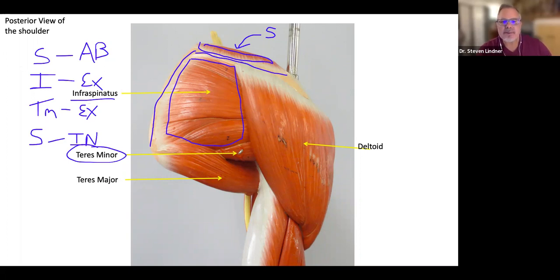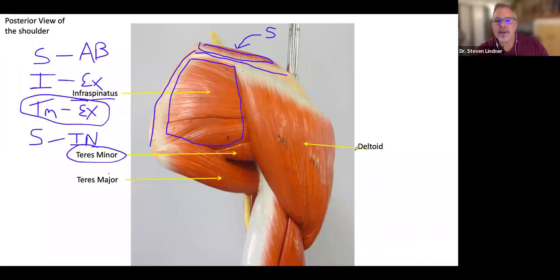Now, Teres Minor and Teres Major, they are antagonistic to one another. Antagonistic, meaning they do opposite things. So once we know what Teres Minor does, which is external rotation, you can figure out what Teres Major does, which is the opposite of that if it's antagonistic. So if Teres Minor is an external rotator, what type of rotation would Teres Major do? It would be an internal rotator. Okay, so they oppose one another.